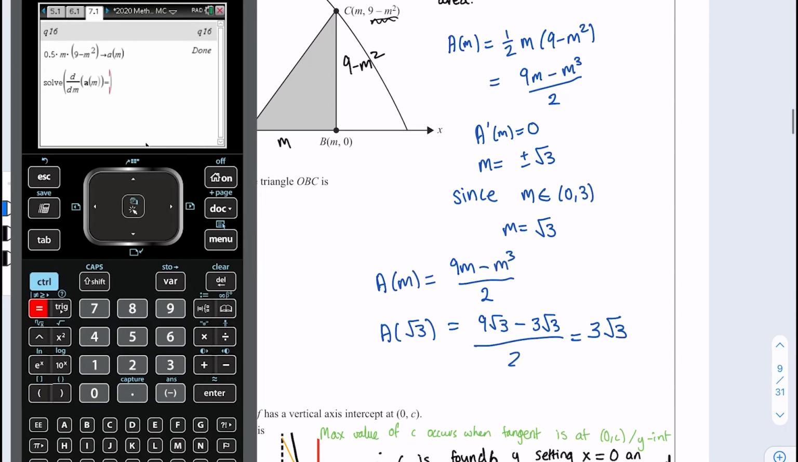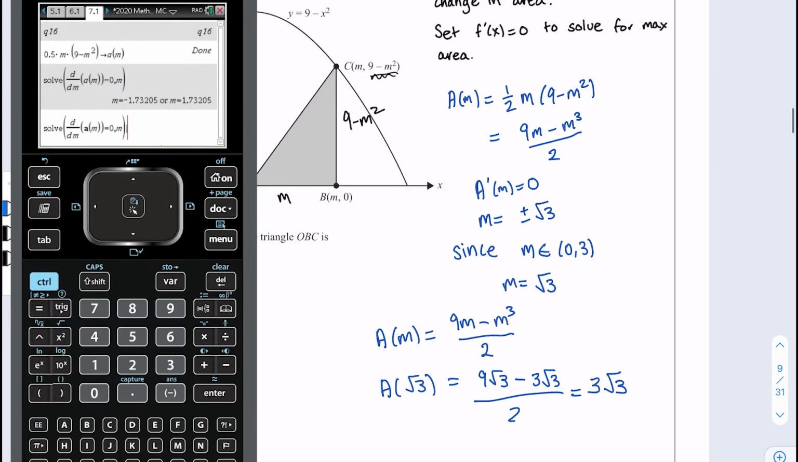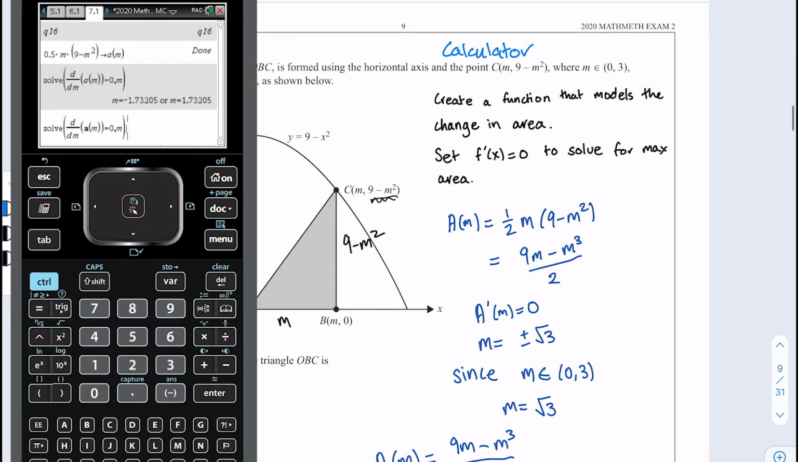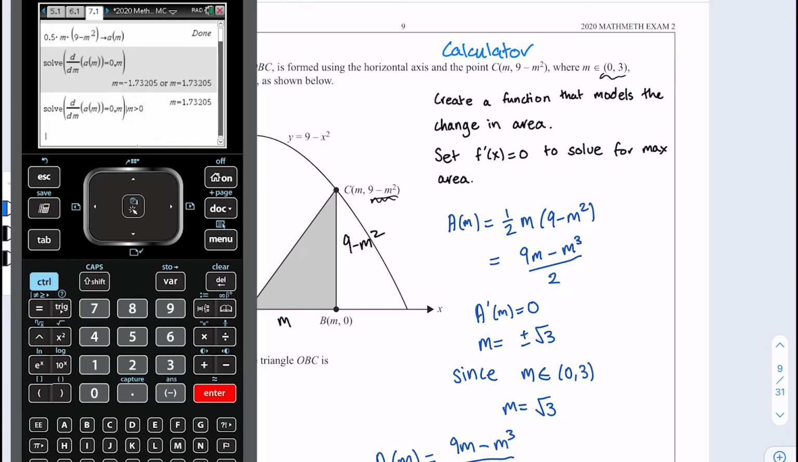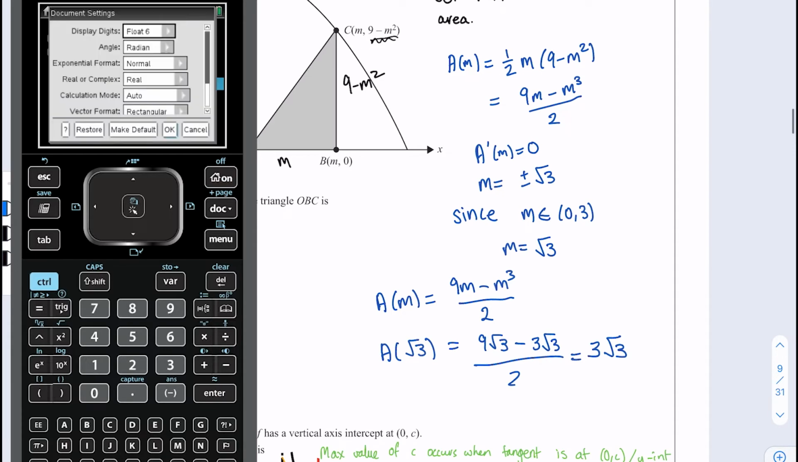And once you put it in your calculator, you solve the derivative equal to 0. You get m equals plus or minus square root of 3. And then you know that m is between 0 and 3, so it has to be positive square root of 3. Right?